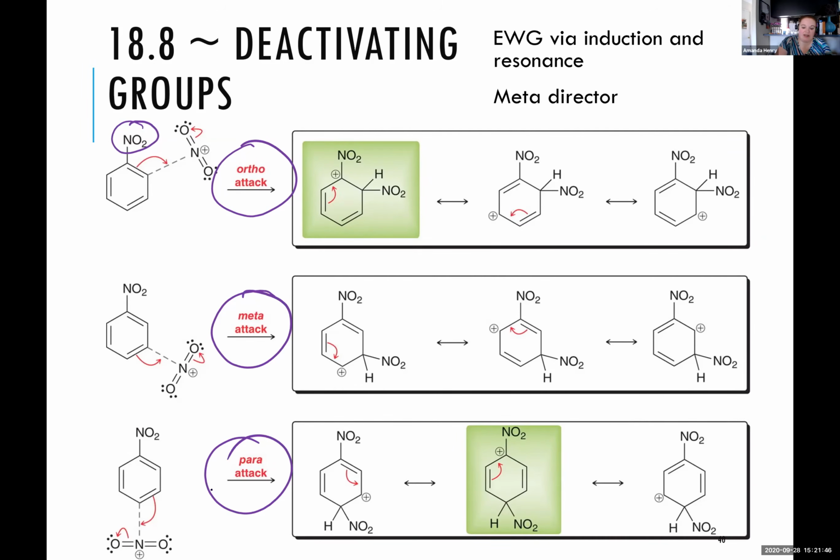Again, we have two that are highlighted in green, this time for bad reasons. So these two are highlighted in green because they are the least stable of all of the resonance contributors on the screen. Because we have that positive charge right next to that electron withdrawing group, that's going to make it even less stable. So because of that, the meta option is going to be the best for our strong and moderate deactivators.